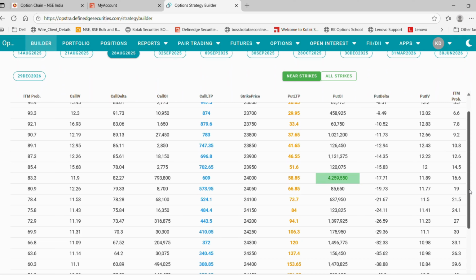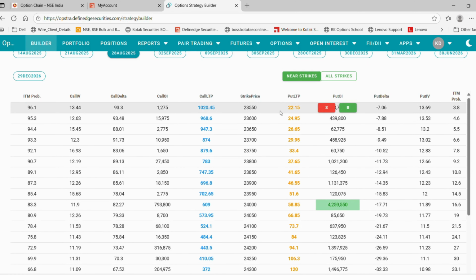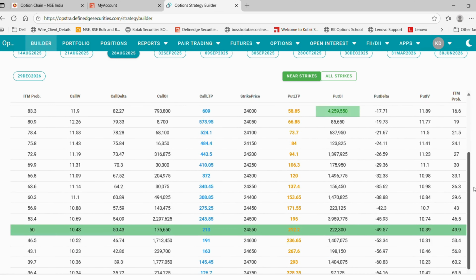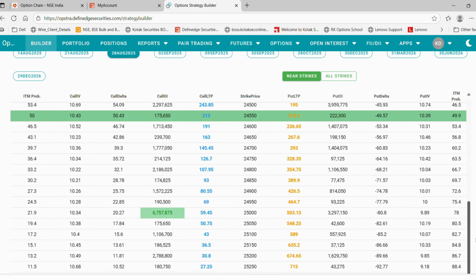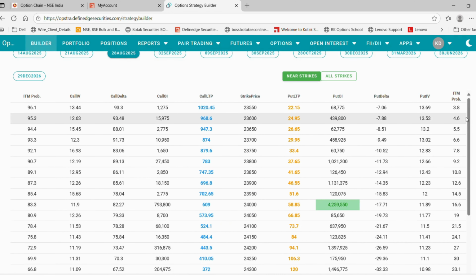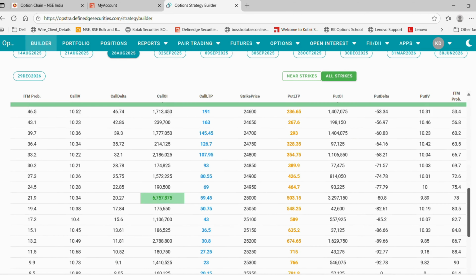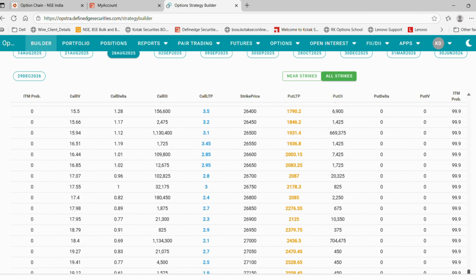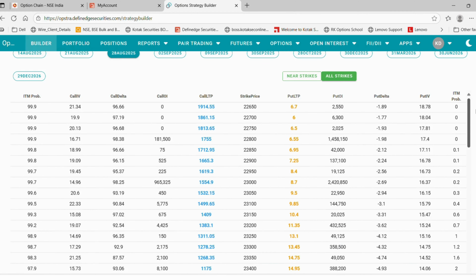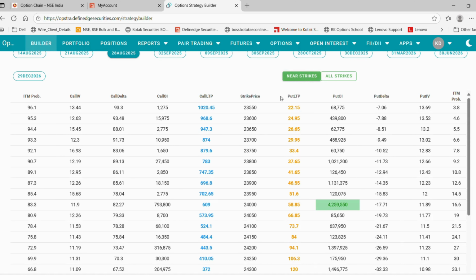If you see, it just starts from 23,550 and goes up till say 25,250. So it won't have too many far off strike prices. If you want all those, you can select all strikes, wherein you will have from 22,600, and you might have even up till 27,150 for the calls on the higher side. So for the ease of understanding, let's take near strike prices. We click on the near strike prices.